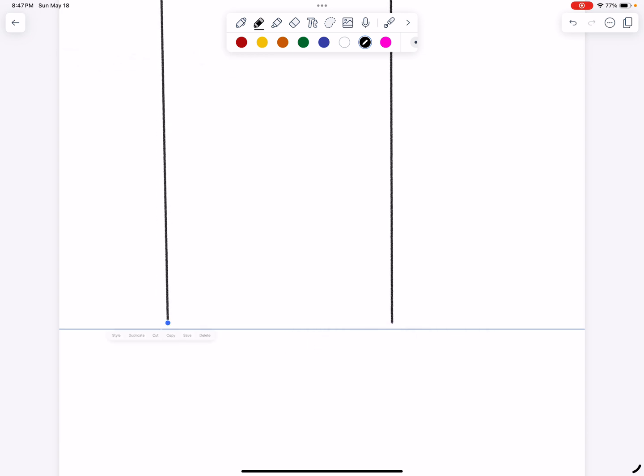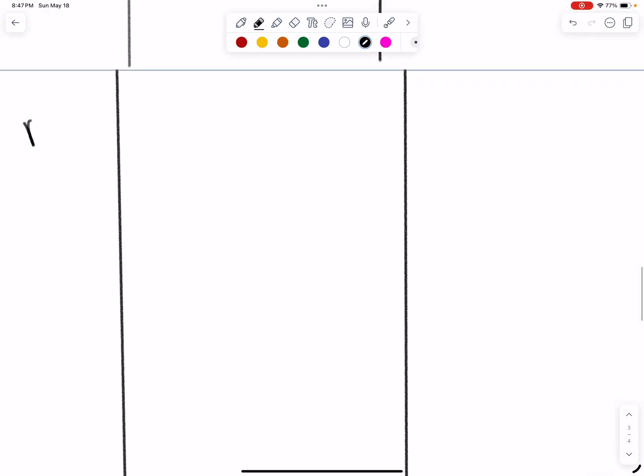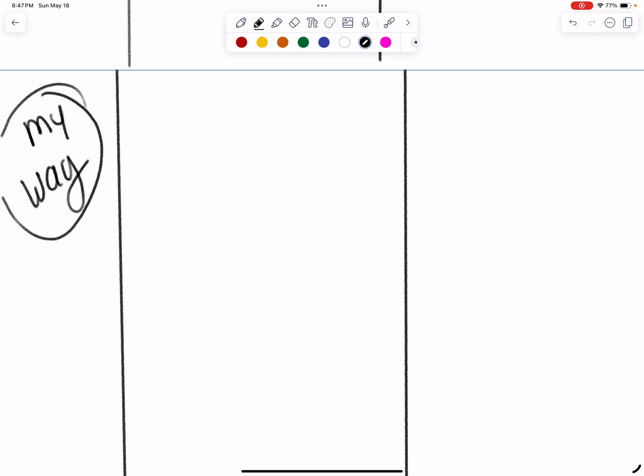Okay, so we have a rectangular prism. My way. There's a song called My Way. It's one of my favorite songs of all time. So let's say they give you a rectangular prism that looks like this. And I'm going to draw it the way I like because the other one was freaking me out.